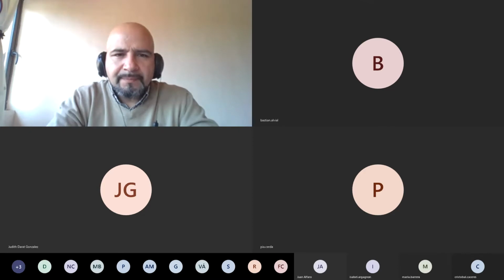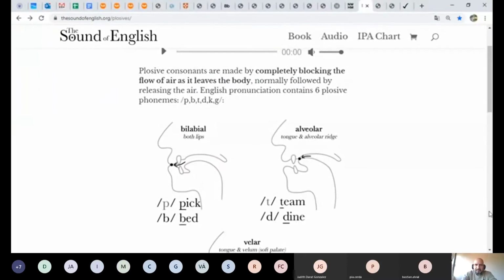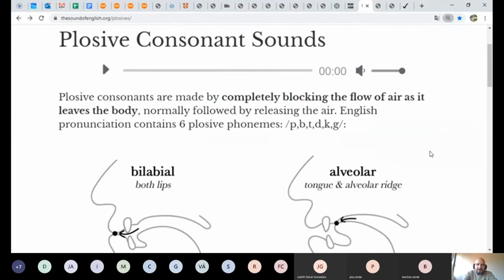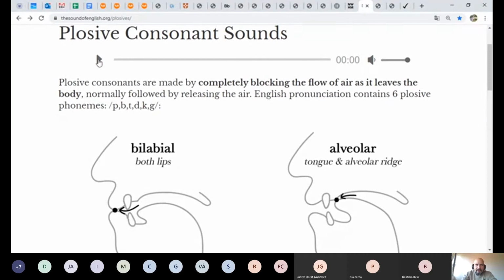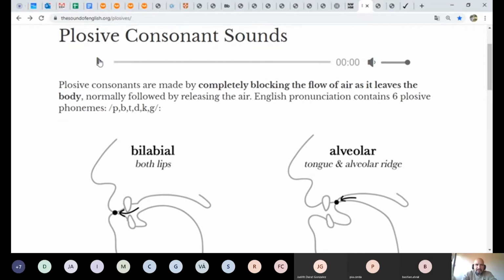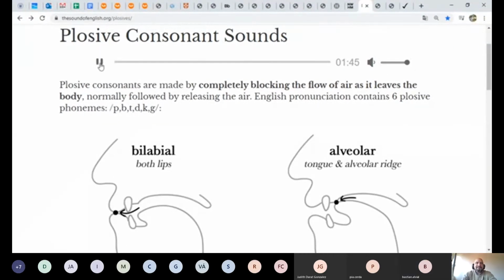Plosives. Okay. I'm going to share with you, and I'm going to include the audio. It's about plosives. Let me know if you can see it. Can you see the website that's called thesoundsofenglish.org and it says plosive consonant sounds? Yes. Yay, all right, here we go.